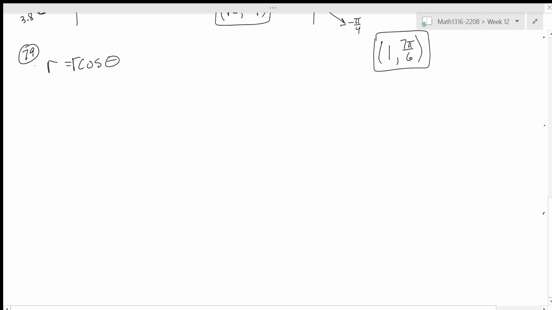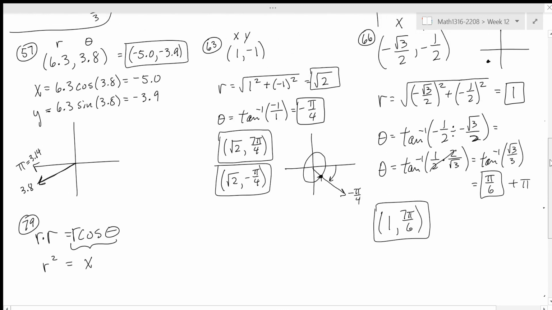Whatever you do to one side, you have to do to the other. So yes, I can put an r there, so long as I put an r here. And now, if you notice, I have r cosine theta, which is x. But on the other side, I've got r squared. So it still isn't completely in rectangular form because I still have this r. Well, is there anything that I can replace r with?